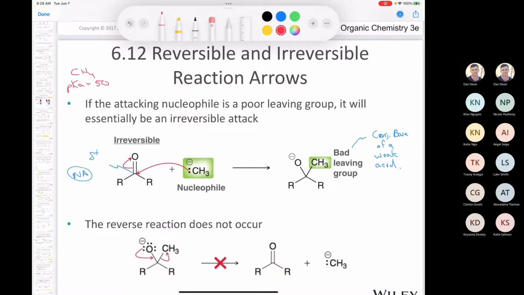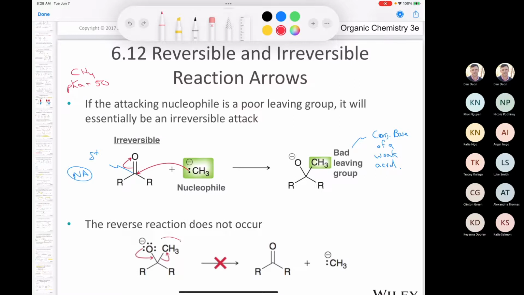So if this is such a weak acid, that means that this is a strong base, and it is going to be a terrible, terrible leaving group. It's the conjugate base of a weak acid. The reverse reaction doesn't happen. So we're never going to see CH3 minus acting as a leaving group. If you just want to think about it from the point of view of good leaving groups, that'll work too.